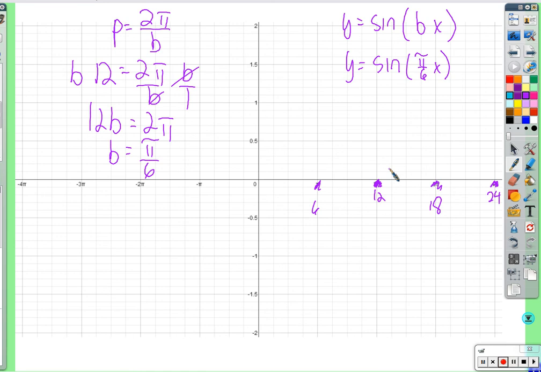Okay, so let's see, it should go up to 1 right here, so this should be 3, so let's plug in 3. Sine of pi over 6 times 3, 1 was canceled, you get 2, sine of pi over 2. What's the sine of pi over 2? It's 1. So we put in 3, came out to be pi over 2. Sine of pi over 2 is 1. There we go. Let's try 6.